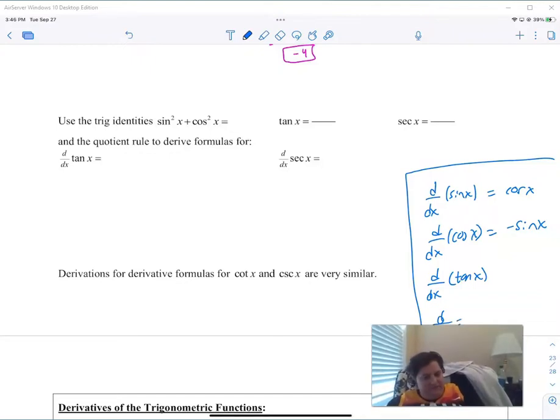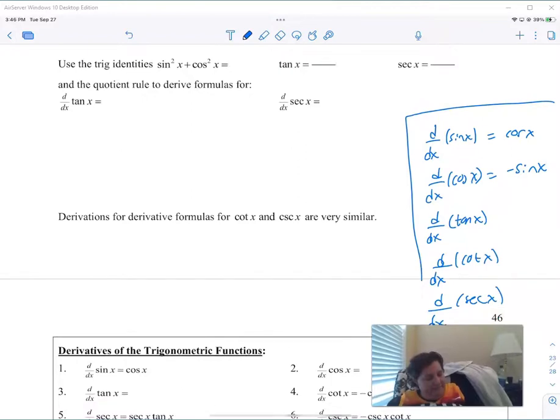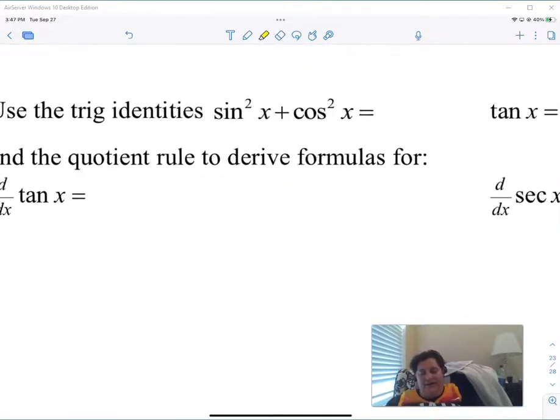Let's see. Secant. Well, I want to do it this way. Tangent, cotangent, secant, cosecant. Okay, we're going to find all these. And you guys, you can find all of them just by knowing that the derivative of sine is cosine, the derivative of cosine is negative sine, and one trig identity.